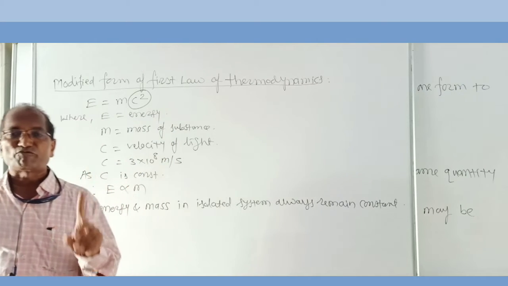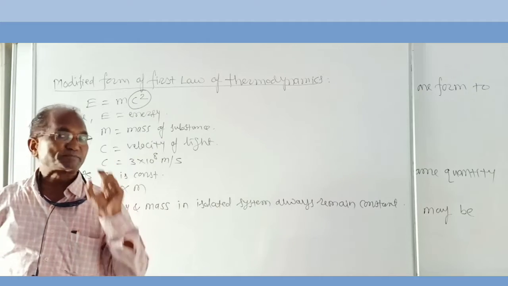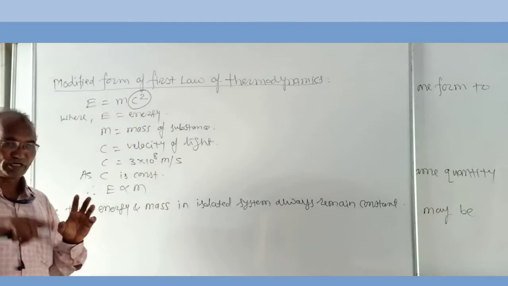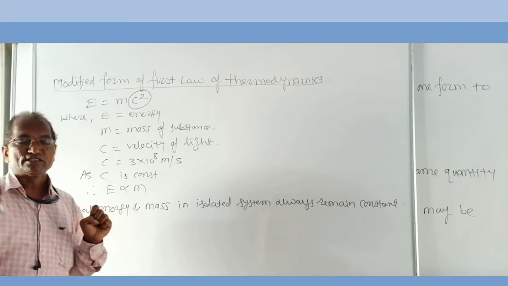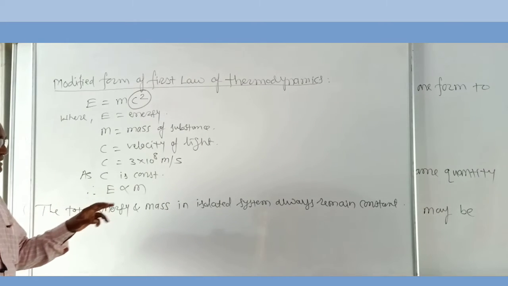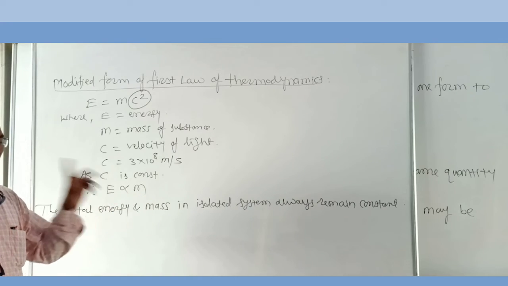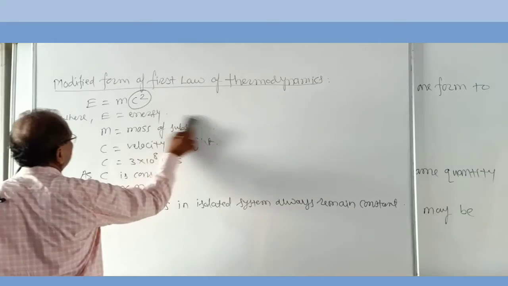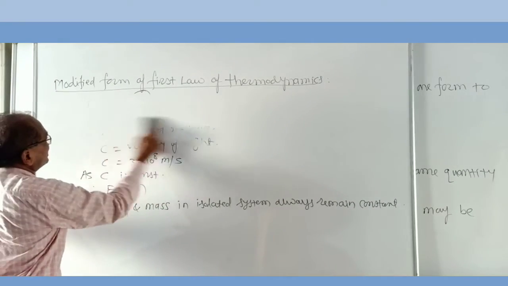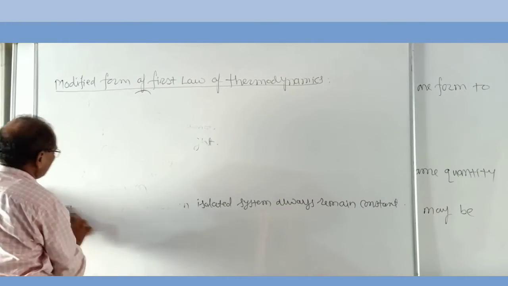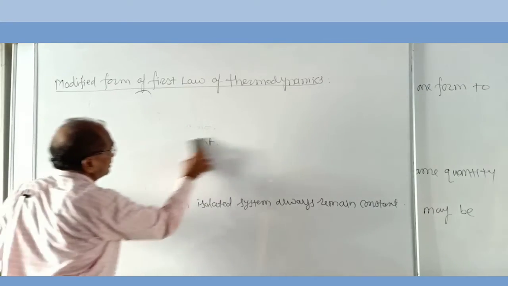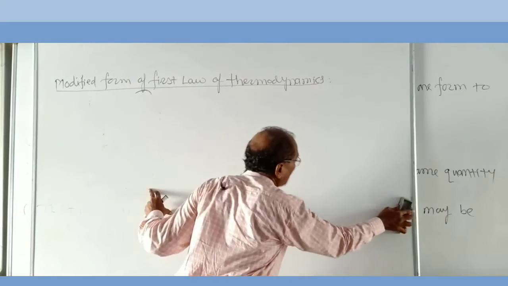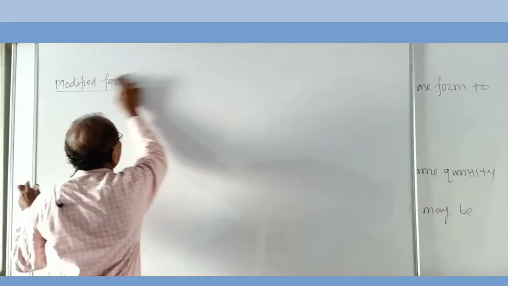It means that here we have to consider the mass of the substance which is taking part in the reaction. And mass can be converted into energy. Therefore, the total mass and energy in an isolated system always remain constant. That is the statement of the first law of thermodynamics. Then we see the mathematical form of the first law of thermodynamics.